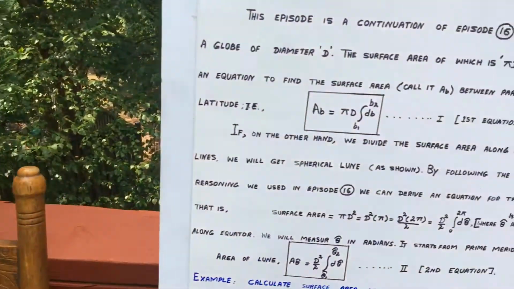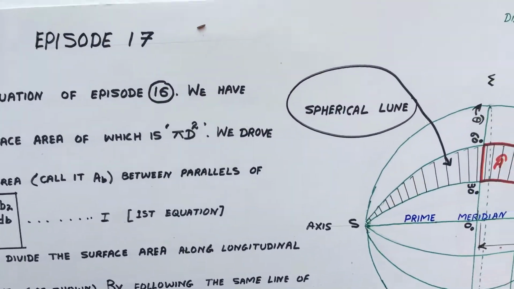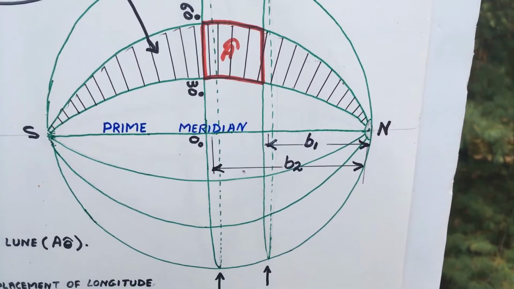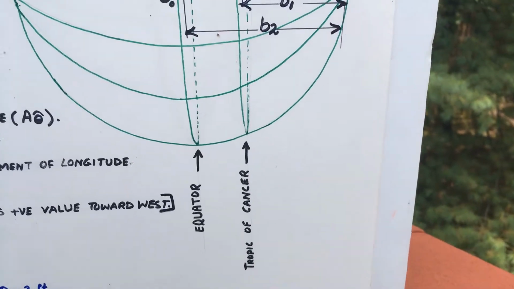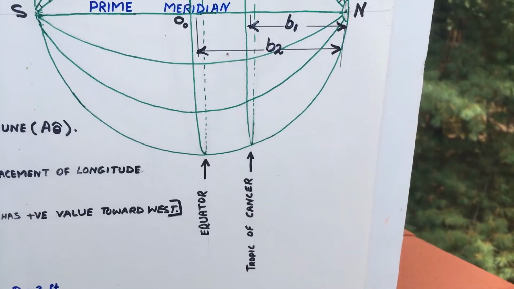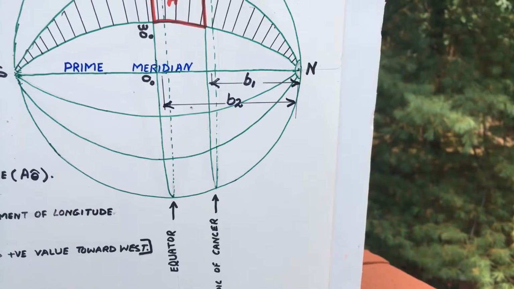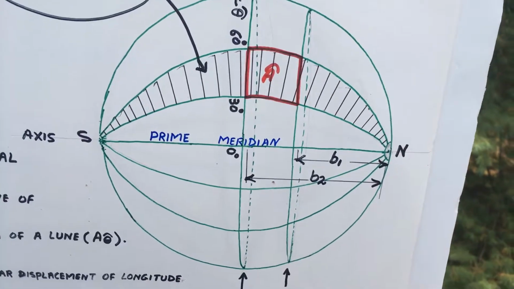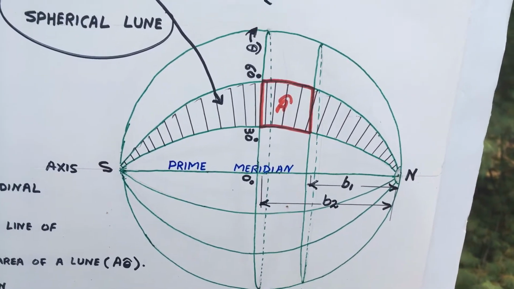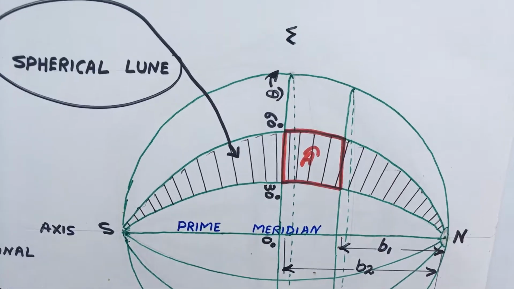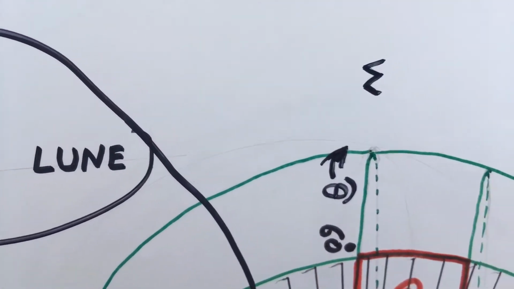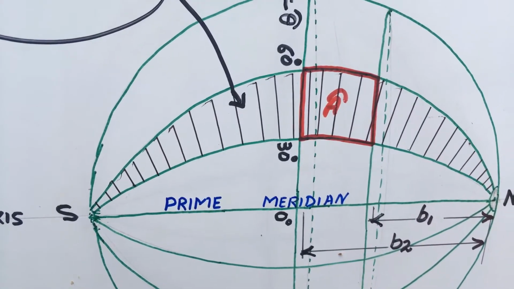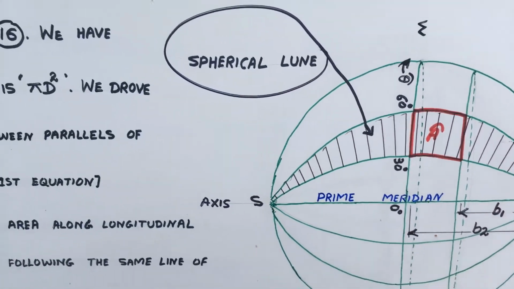And now I think we can understand this diagram: our equator is in the middle, the Tropic of Cancer is parallel to it, and we have a lune in the shaded part, and we have a theta cap, which is the measure of longitude from the meridian.